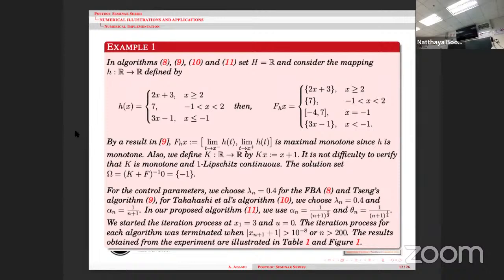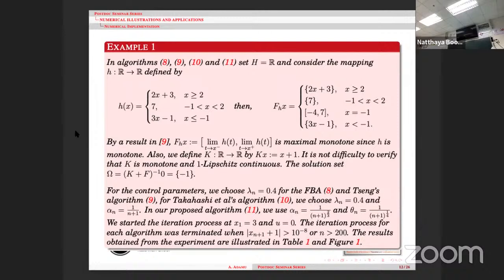For the next case, when x lies between minus 1 and 2, F takes the set 7, while K still remains x plus 1. So what do we have? We'll have x plus 8, right? For minus 1 less than x, x less than 2. In the case when x is equal to minus 1, K would be minus 1 plus 1, which is 0, right? So we just have this interval, which is minus 4 to 7, when x is equal to minus 1.